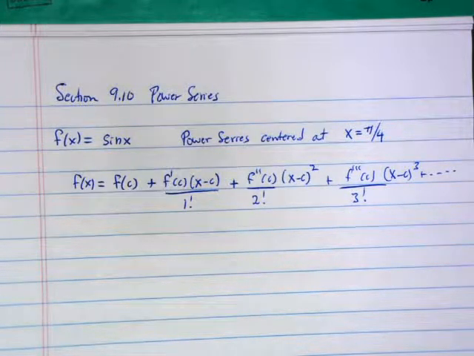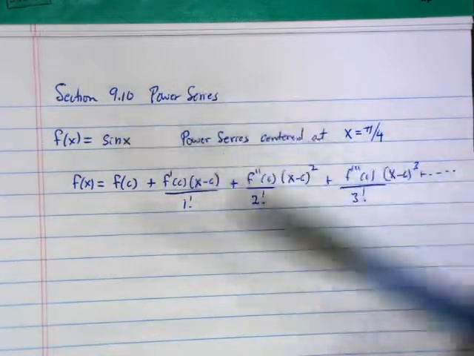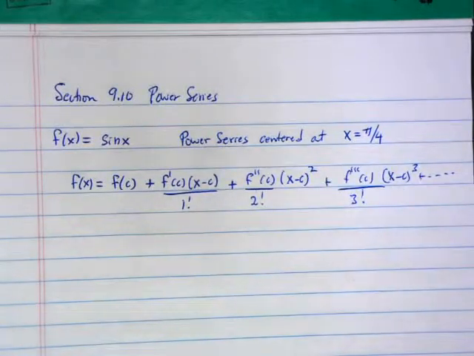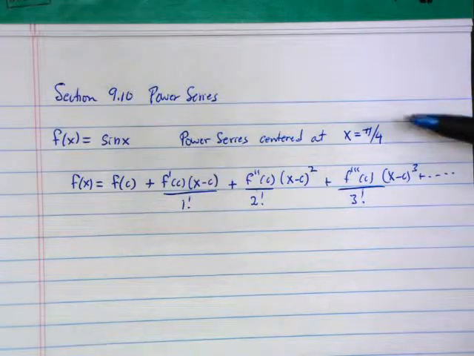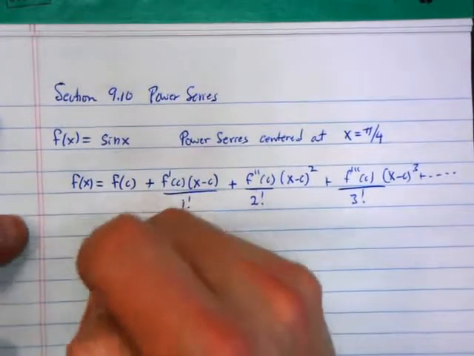Okay, so what I need to do to find the power series centered at pi over 4 is I need to start with my function. I need to take the derivative, the second derivative, the third derivative, fourth derivative, fifth derivative. Hopefully I'll see a pattern develop. And I'm going to need to plug pi over 4 into all of those derivatives.